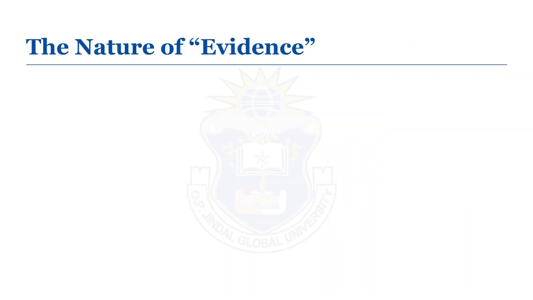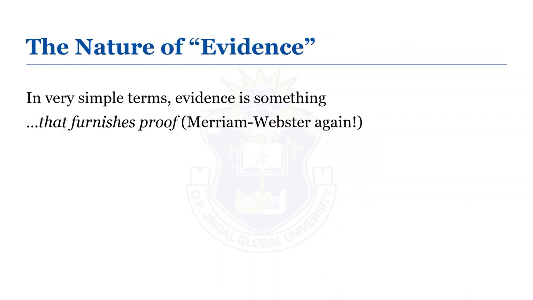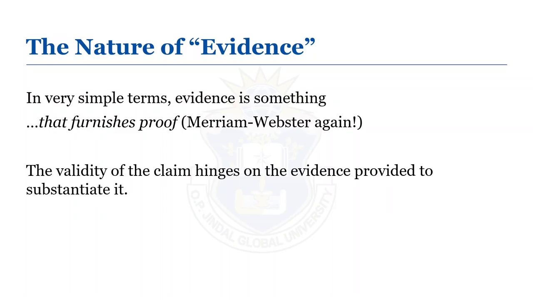Enter the idea of evidence. Merriam-Webster defines evidence as something that furnishes proof. In simplest terms, then, a claim, that is an assertion that something is true, can be made on the basis of proof. If this proof is shown to be invalid or defective, then the claim can be challenged and perhaps another claim can be made in its place. Thus, the validity of a claim hinges on the presence of evidence.